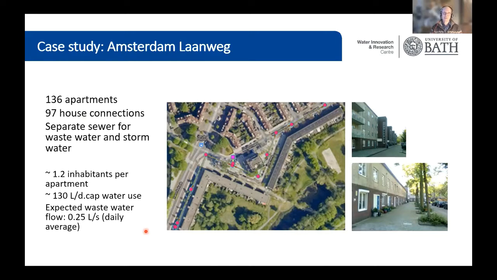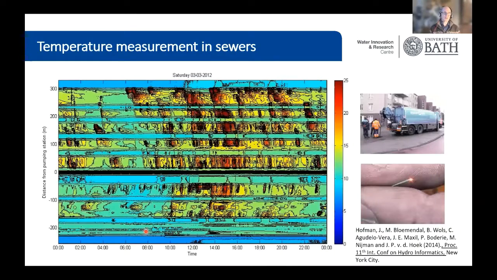And what we did here is we inserted this type of optic fiber, it's a DTS, a distributed temperature sensor. That was the word I'm looking for. So we inserted this cable in the sewer system, and with that cable you can measure temperatures in the wastewater in the sewer through time. This is a time axis, and this is the whole length of the cable.